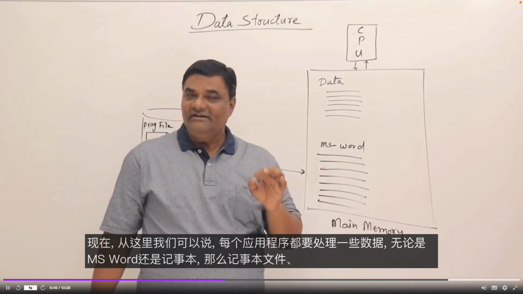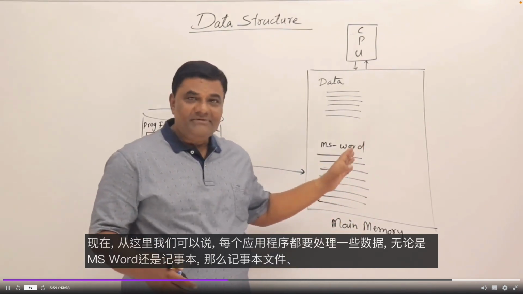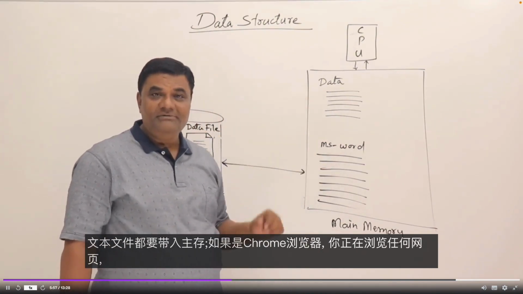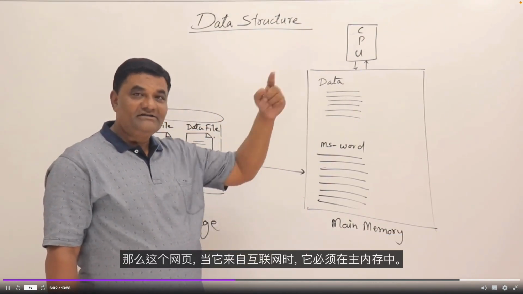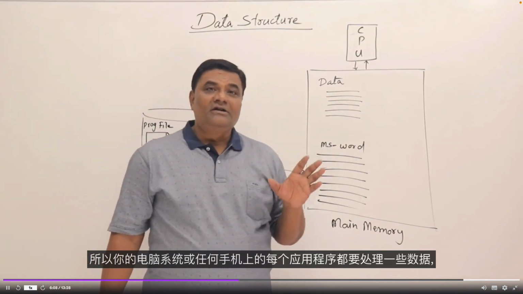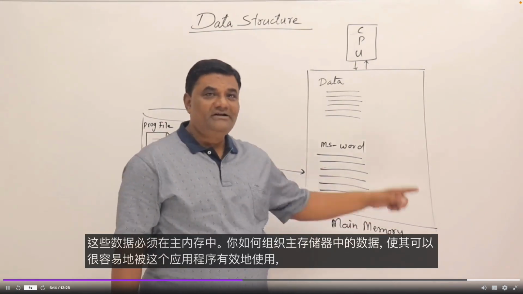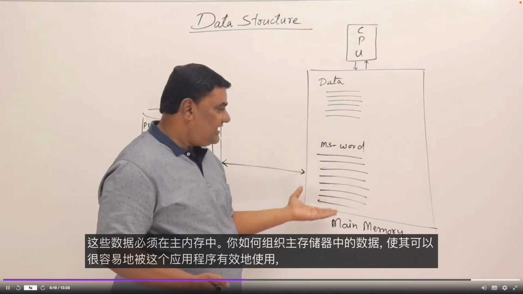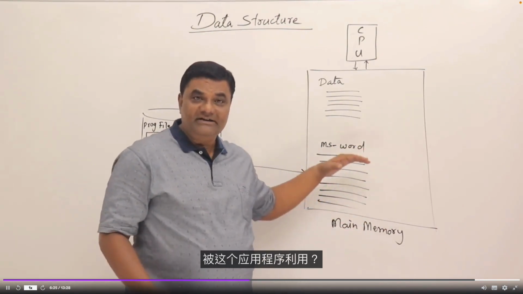Now from this we can say that every application deals with some data, whether it is MS Word or Notepad, then the Notepad text file has to be brought into the main memory. If it is Chrome and you are browsing any web page, then that web page, when it is coming from the internet, has to be in the main memory. So every application on your computer system or your mobile phone deals with some data, and that data has to be inside main memory. How do you organize the data inside the main memory such that it can be easily and efficiently utilized by the application program?